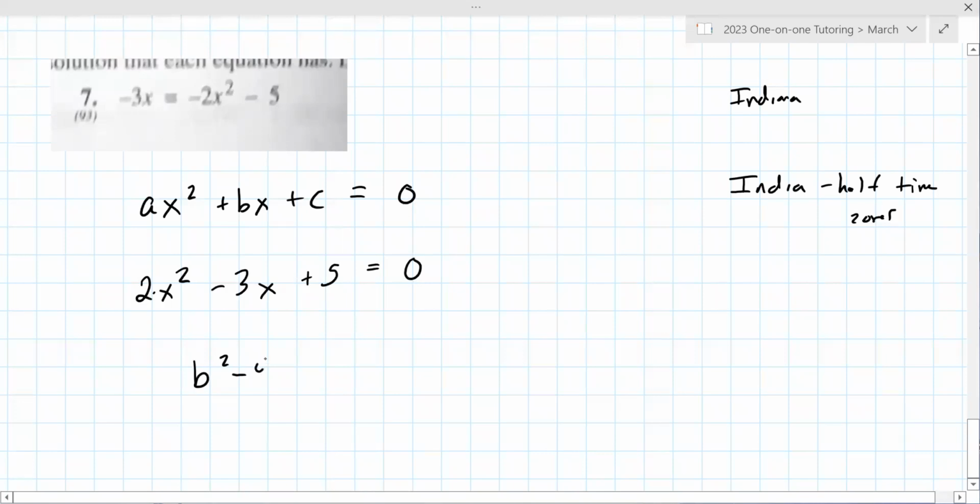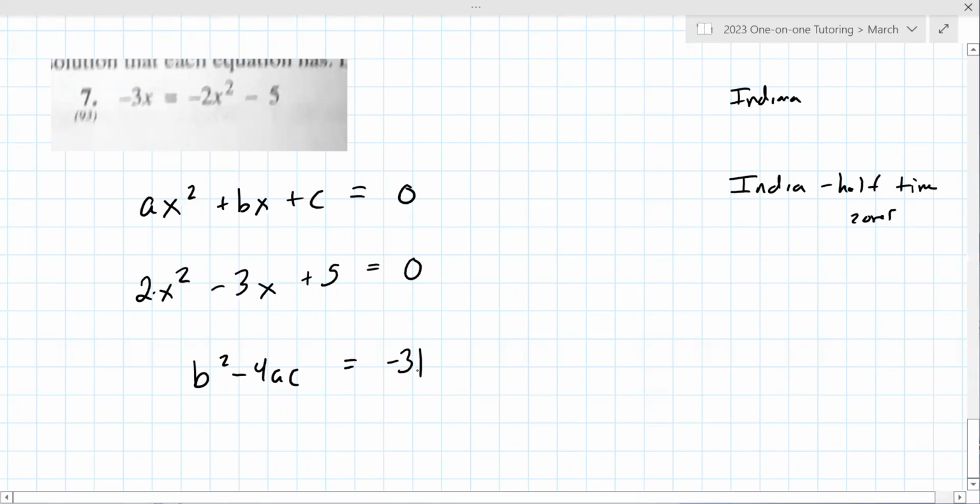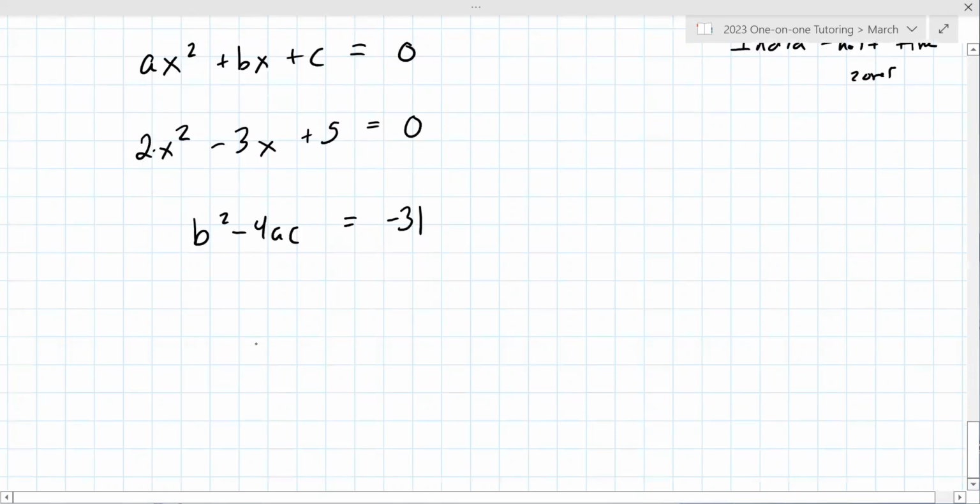Again, we're going to do b squared minus 4ac. If you wouldn't mind calculating that for us. Okay. Negative 31. Yeah. So if we go to the quadratic formula, let me write out more of it this time.